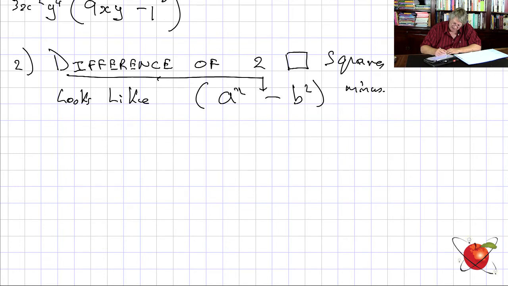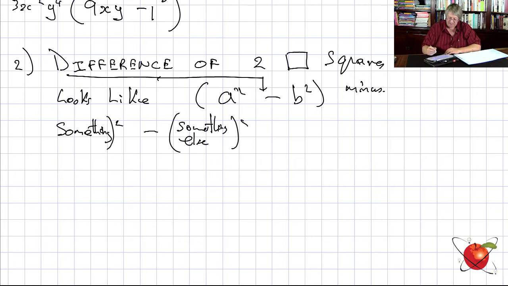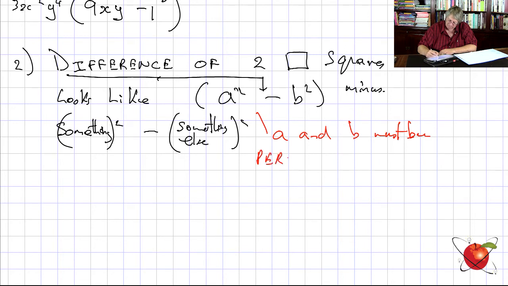What is the test? The test is it is something squared minus something else also squared. Okay? The test is: a and b must be perfect squares. In other words, we must be able to get a square root of it without a decimal.